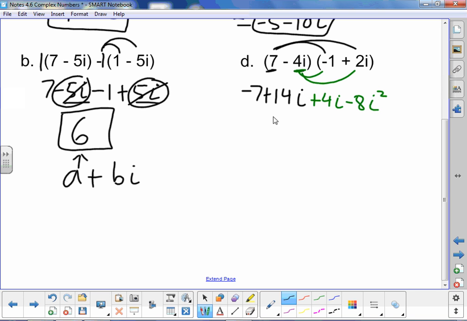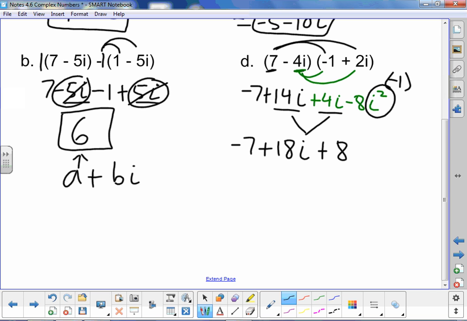So there you go. Now let's keep simplifying. These two come together, combine like terms. So you get a negative 7. That's an 18i. Now this i squared part, remember, is a negative 1. So technically that says negative 8 times negative 1, which is a positive 8. Hopefully you're kind of catching on now that when you have an i squared, what's happening is it's switching the sign of whatever numbers it's attached to.